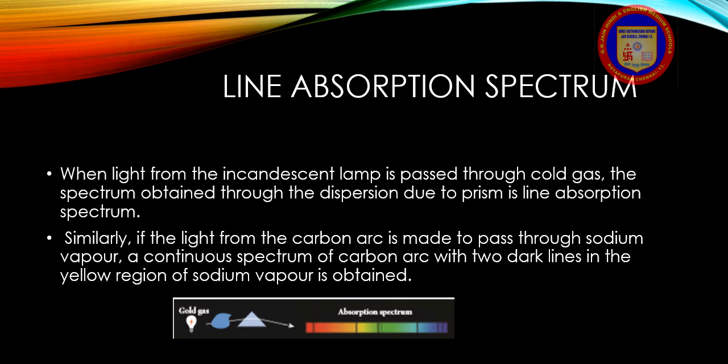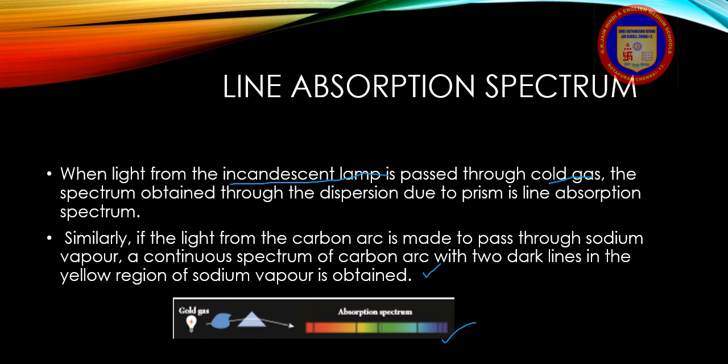Next is line absorption spectrum. When light from an incandescent lamp is passed through cold glass, that is, any medium, the spectrum obtained through dispersion by the prism is a line absorption spectrum. Similarly, if the light from a carbon arc is made to pass through sodium vapor, a continuous spectrum of carbon arc with 2 dark lines in the yellow region of sodium vapor is obtained.